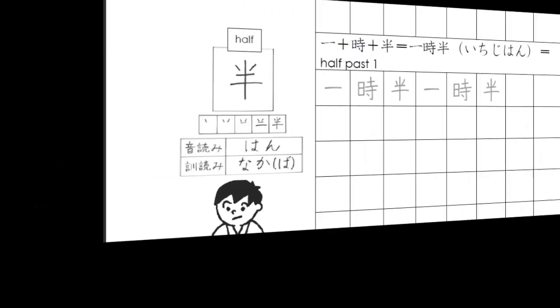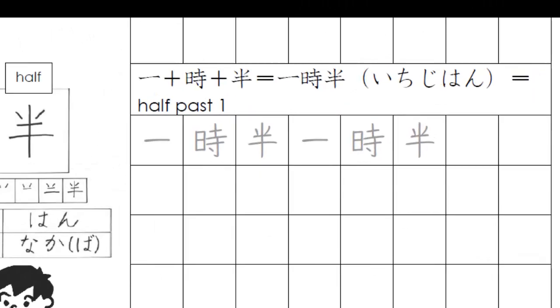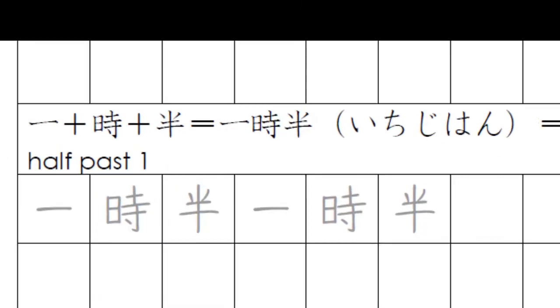Han. Here we can see how we would use this kanji to write 1:30. First we'd use the kanji for 1, ichi, then we'd add the kanji for o'clock, that's ji, and finally we'd put the kanji meaning half, that's han, and we would get ichi ji han, meaning 1:30.